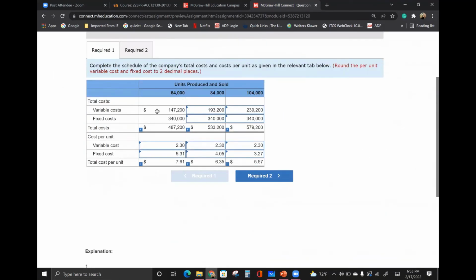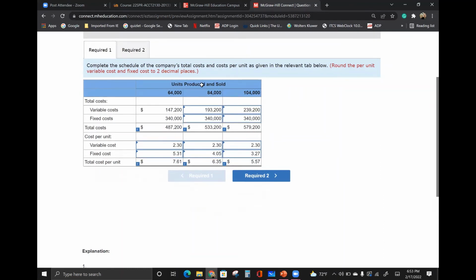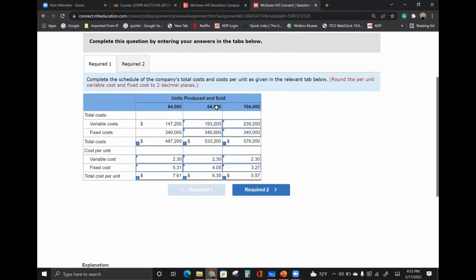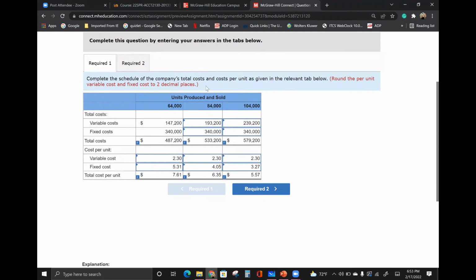Okay, so they're telling us that the variable cost is 147.2. They're going to tell you your fixed costs, and that gives you your total cost. So they want you to calculate how much it is per unit. So obviously we just take the units, which is the 64,000, right? We take the 147.2 divided by the 64,000 to get the 230. Do the same thing for the fixed cost to get your cost per unit. And that's all you're doing on this step. So each one, you would figure it out based on the units that they've given you up here.